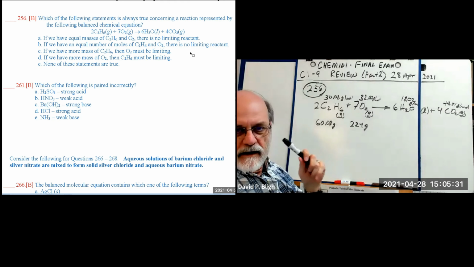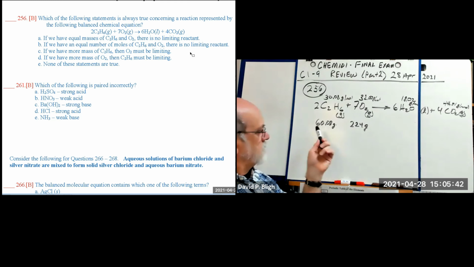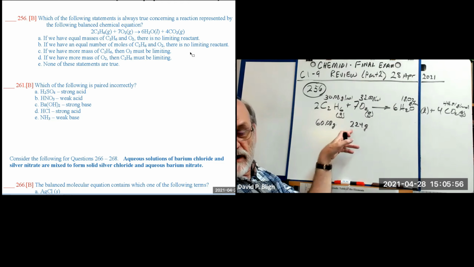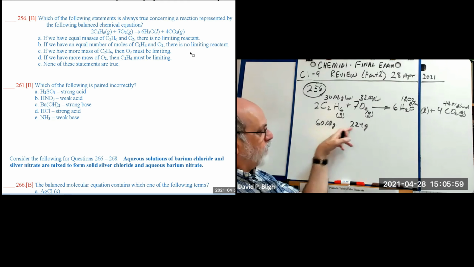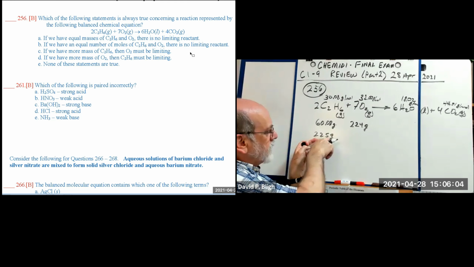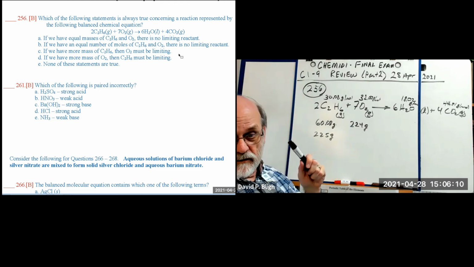How about C? If we have more mass of C2H6, then O2 must be limiting. If we have more mass of C2H6, more mass than what? Well, more mass than oxygen, obviously. If we have more mass than that, of that, say we have 225 grams, right? You only need 60 of them, and oxygen is limiting. C is true.